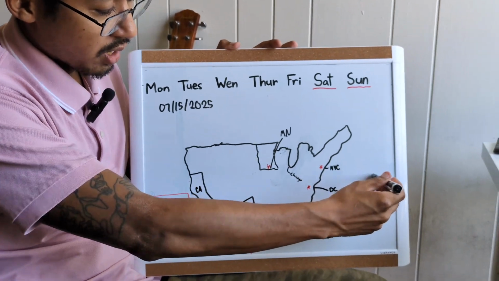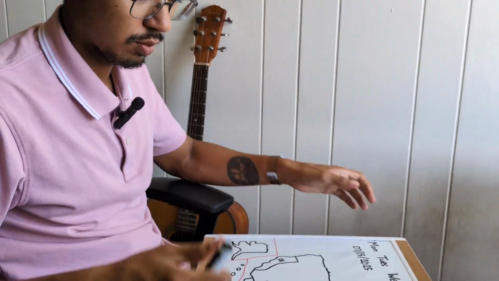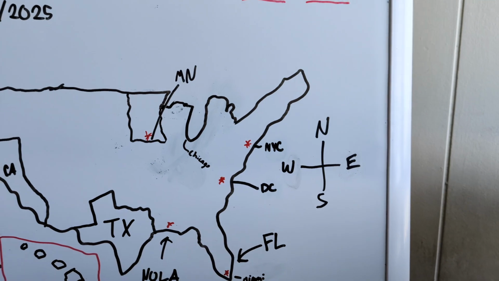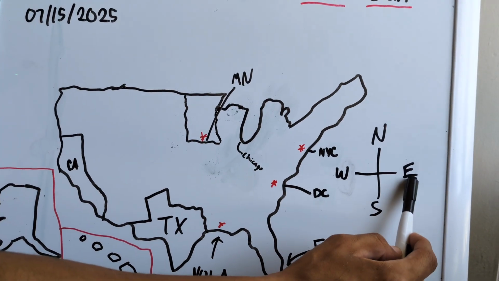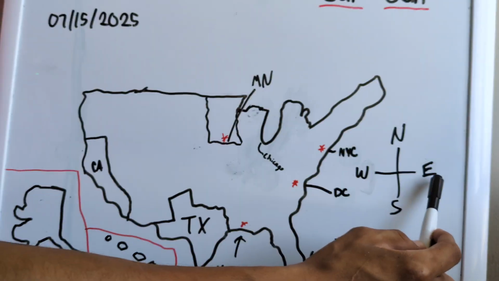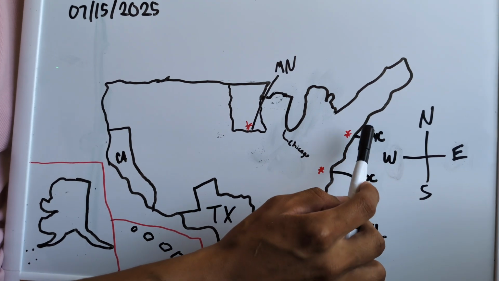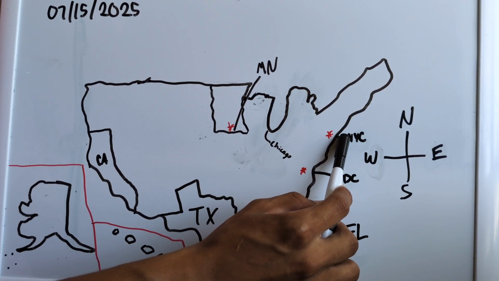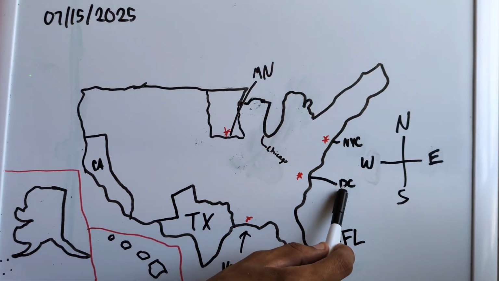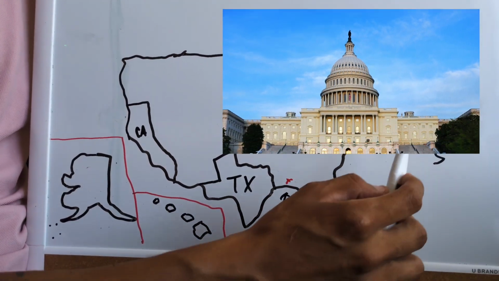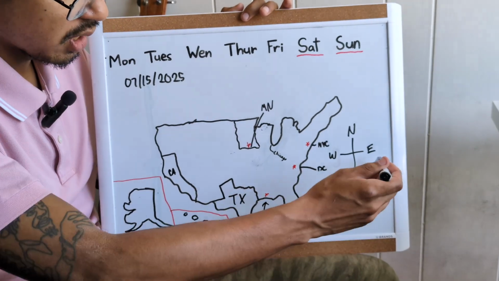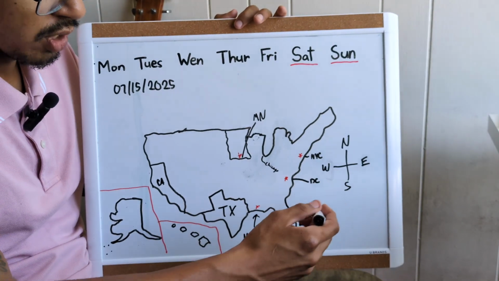On this side, this side is the East Coast of the United States of America. New York City is on the East Coast. Washington, D.C. is the capital of the United States of America. It is also on the East Coast of the United States of America.